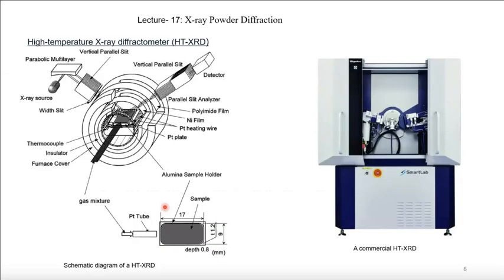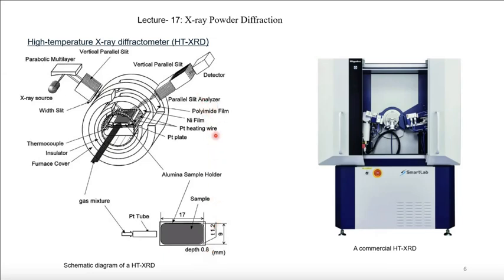Well, then we can also use a high temperature X-ray diffractometer for phase analysis or to see the phase transition of solid materials. In this XRD technique, we have the same XRD, but we have to have a simple container where we can heat. So this is a very schematic diagram of a high temperature X-ray diffractometer.